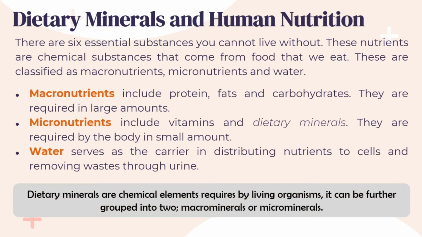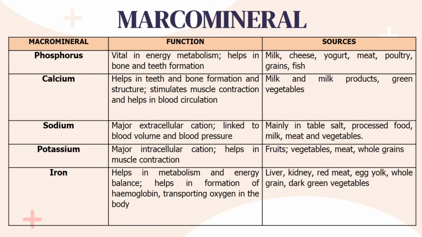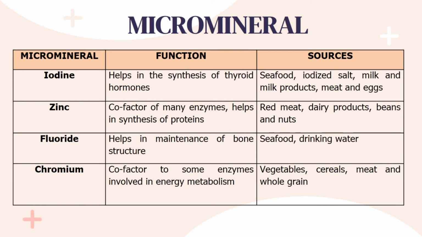Dietary minerals are chemical elements required by living organisms, and they can be further grouped into two, which are macro and micro minerals. Macro minerals include phosphorus, calcium, sodium, potassium, and iron. They have multiple roles in the body and are obtained from different resources. For micro minerals, we have iodine, zinc, fluoride, and chromium. Just like macro minerals, they have several functions in the body that come from different resources.